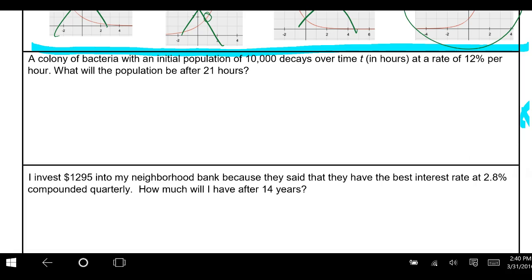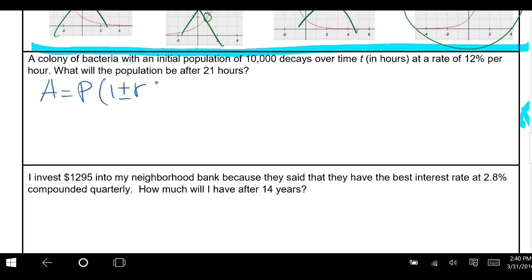Alright, so first this problem says a colony of bacteria with an initial population of 10,000 decays over time, t hours at a rate of 12% per hour. What will the population be after 21 hours? Well, first we need to know what equations we are even going to use in this case. There are two to choose from.